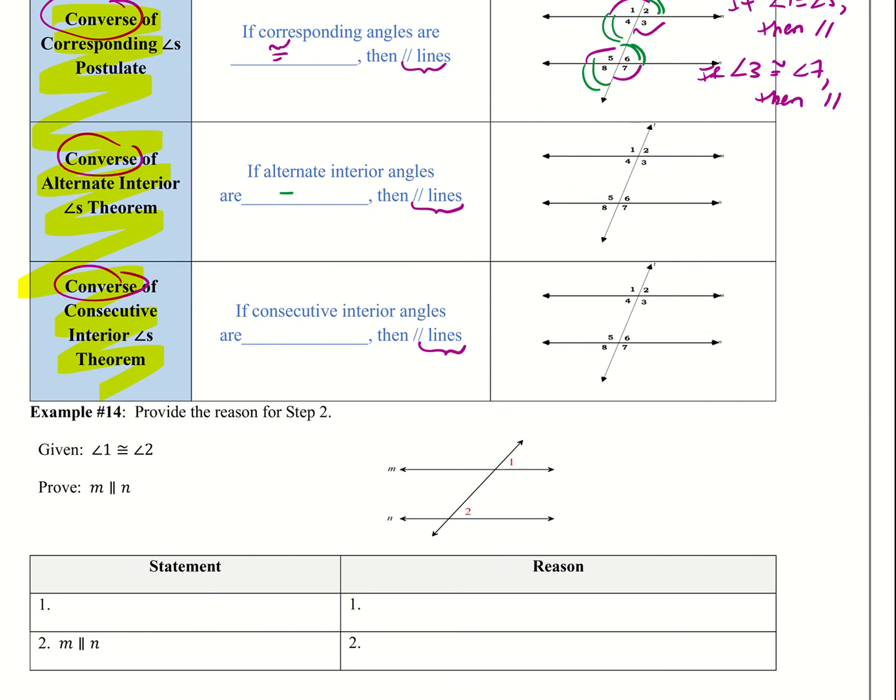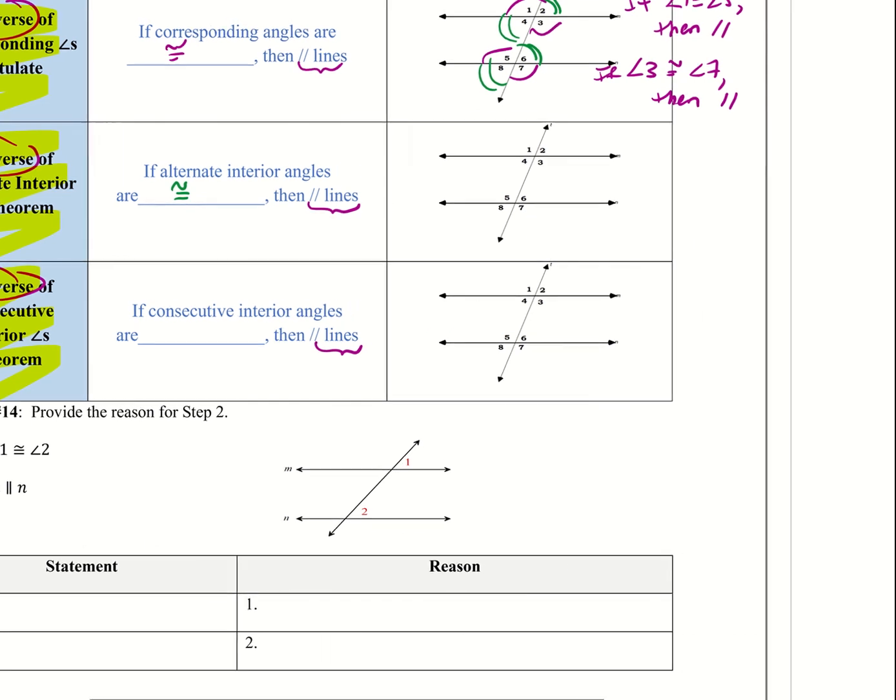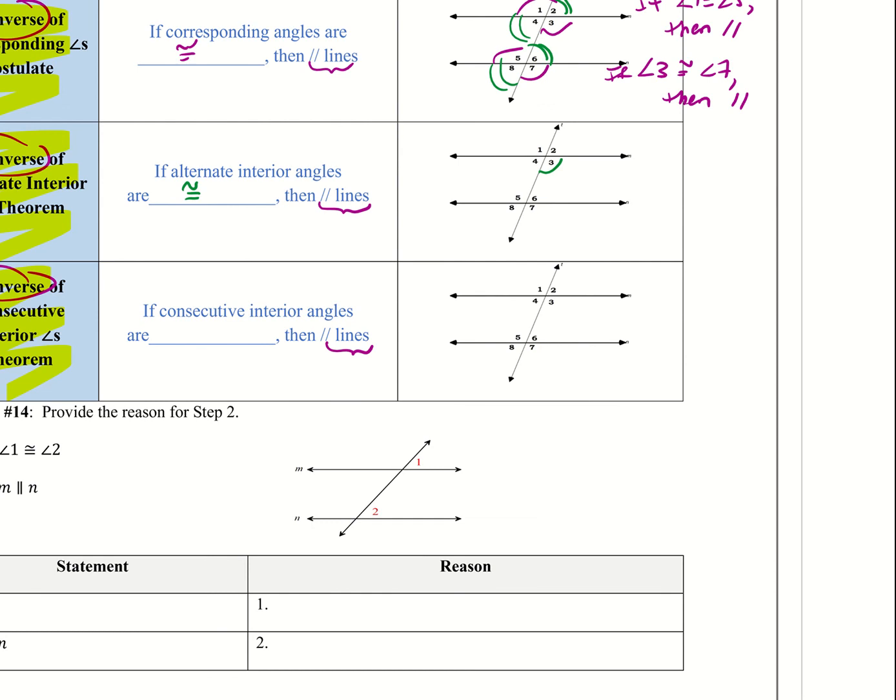Well, with alternate interior angles, they're supposed to be congruent. If those are indeed congruent, we have enough evidence to know that we've got parallel lines. So if you know, for example, that 3 and 5 are congruent, that will be enough information for you to know, yep, we've got parallel lines. Same thing with 4 and 6, if you know that those alternate interior angles are congruent.